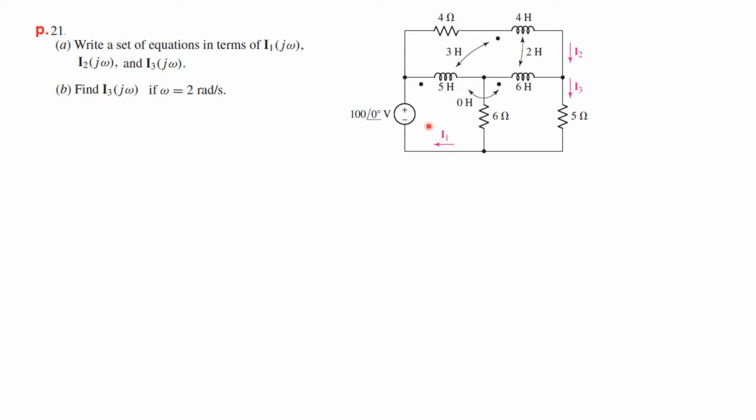This is current I1 through this mesh or loop 1. I2 is the current through this loop, and I3 is the current through this one. We have to just write the equations, not calculate all the currents, and keep them in terms of j omega. The second part of the question is to find the current I3 when omega is 2. Putting in the value of omega equal to 2, we have to calculate the value of I3.